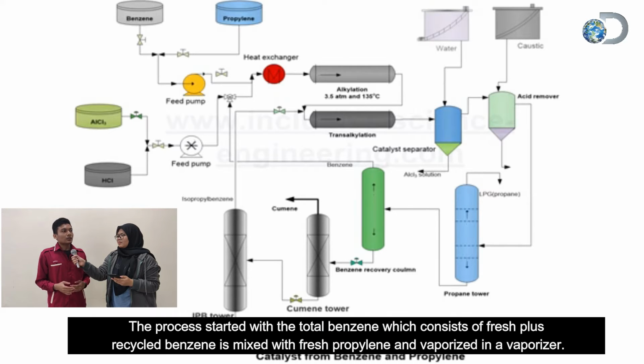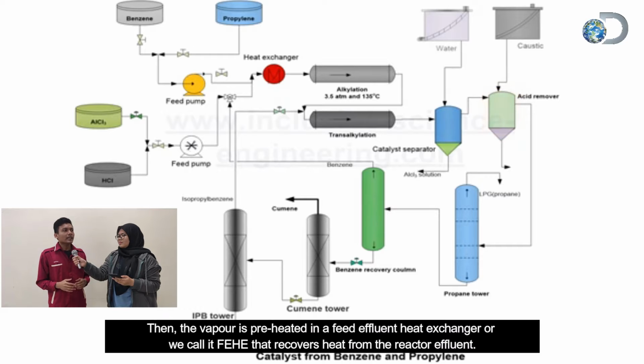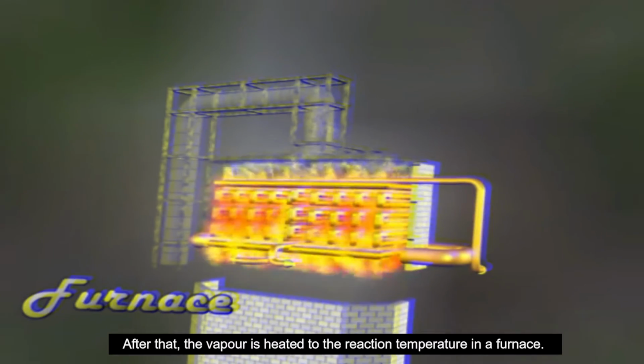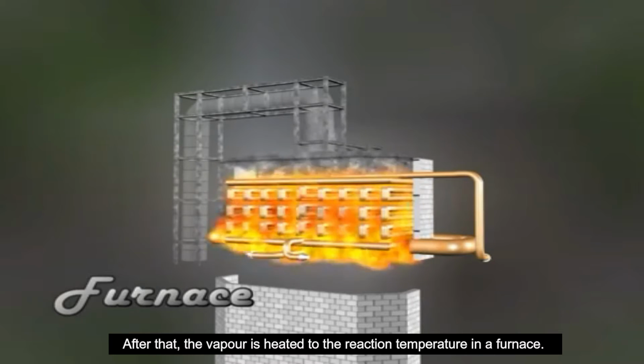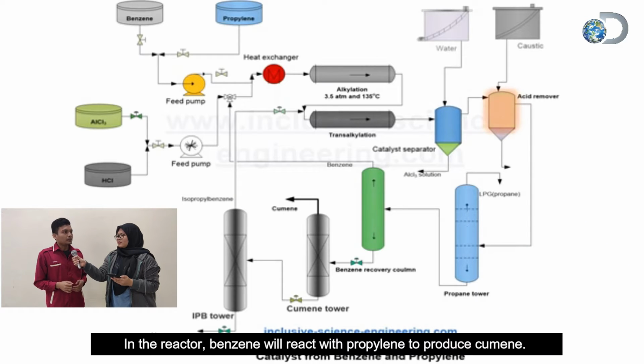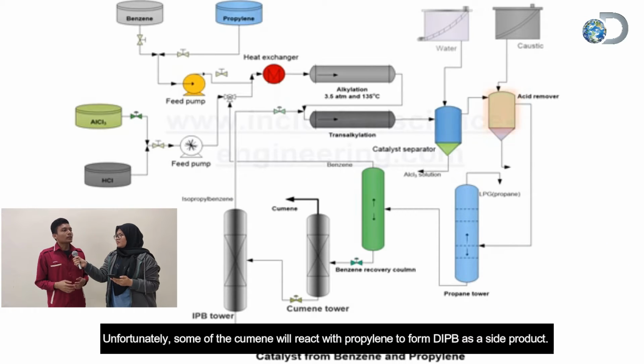The process starts with the total benzene, which consists of fresh plus recycled benzene, being mixed with fresh propylene and vaporized in the vaporizer. Then the vapor is preheated in the feed effluent heat exchanger, or FEHE, which recovers heat from the reactor effluent. After that, the vapor is heated to the reaction temperature in the furnace. In the reactor, benzene reacts with propylene to produce cumene. Unfortunately, some of the cumene reacts with propylene to form DIPB as a side product.